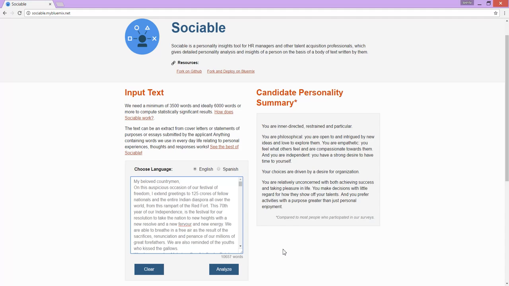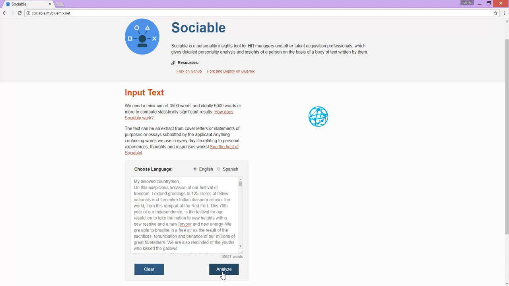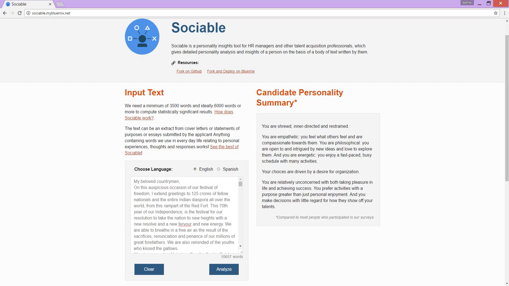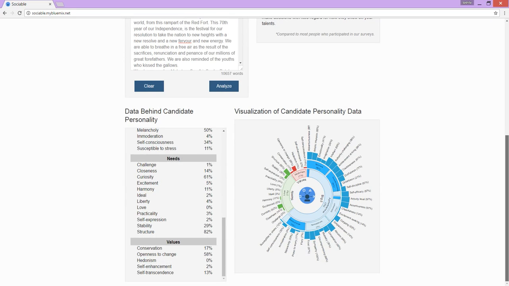Now I'm going to analyze Prime Minister Narendra Modi's Independence Day 2016 address. We have shrewd, inner directed, and restrained; empathetic, again driven by a desire for organization, and then as expected, the data here as well.